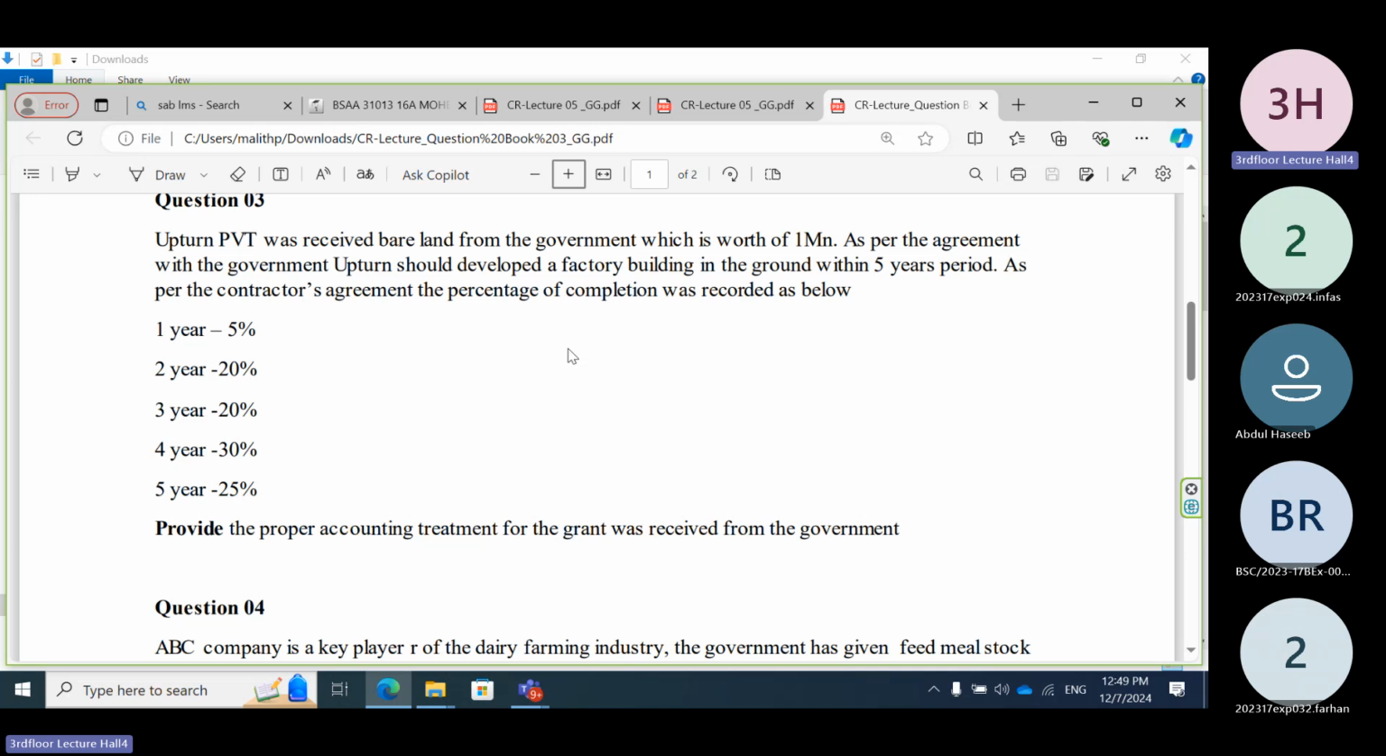Deferred revenue account debit 50,000, right? Grant income account credit 50,000. Grant income account, P&L, other income. Sir, P&L other income element.